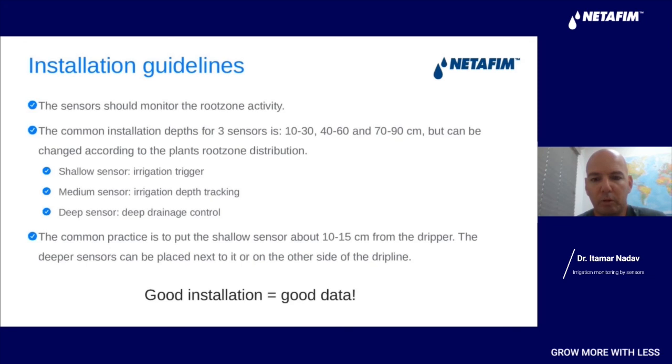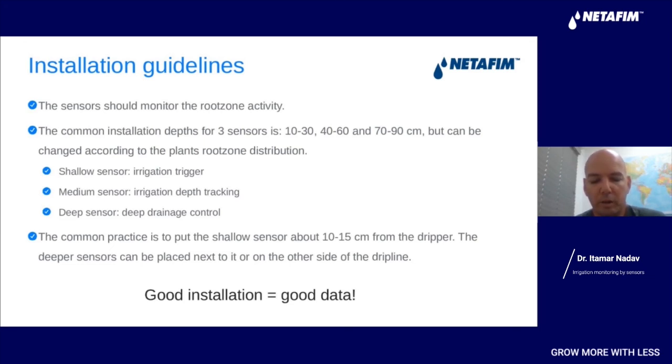But this is the general depth that we install, where the shallow sensor is usually used for irrigation trigger, the middle one for irrigation depth tracking. So if not enough water reached the medium sensor, the middle one, that means that we didn't irrigate enough. And the deeper sensor is usually there for monitoring if we are doing any leaching or over leaching of water below the root zone.